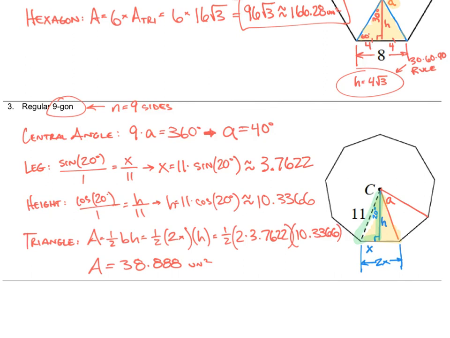Some of you may notice this. We've got 1/2 times 2, and those actually cancel out. 1/2 times 2 is 1. So you could just do this value times this value.